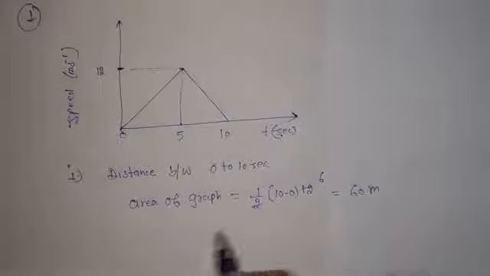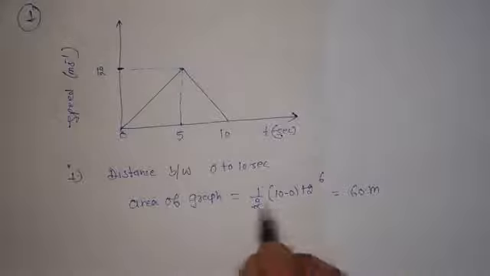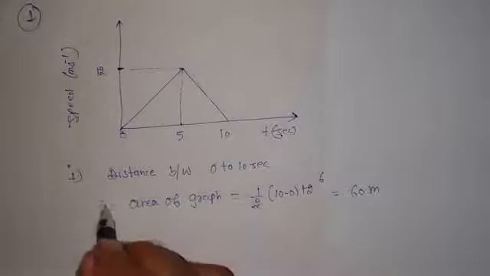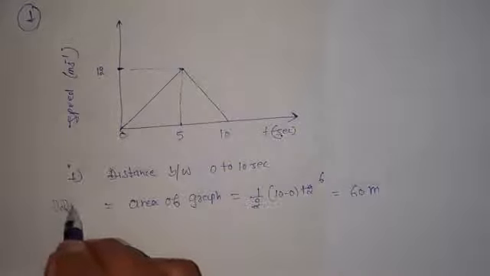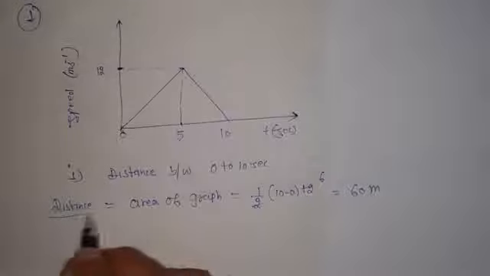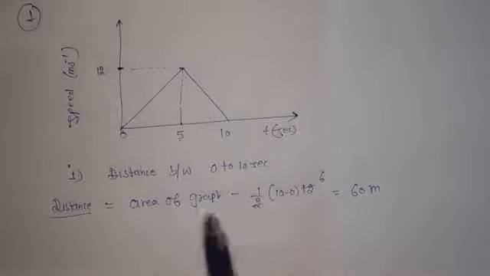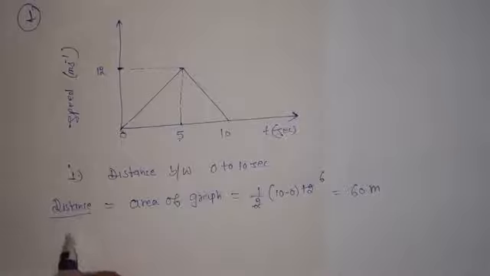So this is in standard unit meter. So this area of graph is equal to 60 meter, and meter is distance. Okay, so thus we got over here a distance from that graph. Now let us take over here this second point.